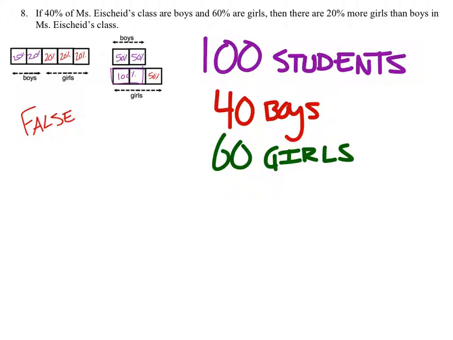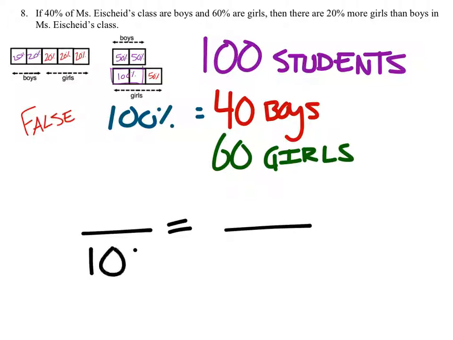But in percentages, we're going to say that the 40 boys is 100%. So when we set up the percent proportion with 100 right here, that represents the boys. Now, for the girls, and there's a couple ways we can look at this, if there's 20% more girls than boys, then this would be 120%.